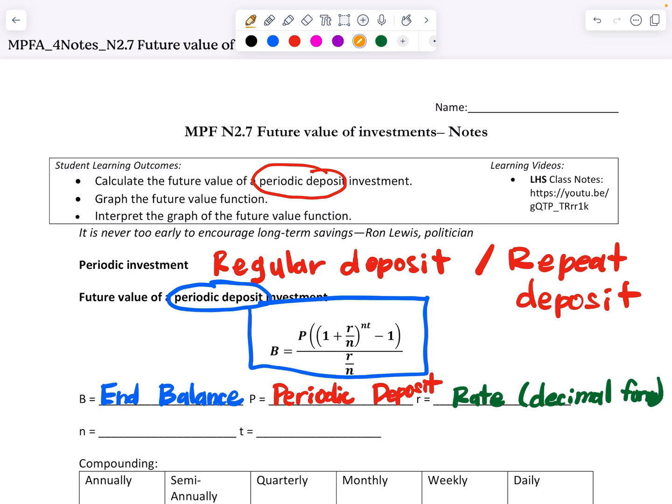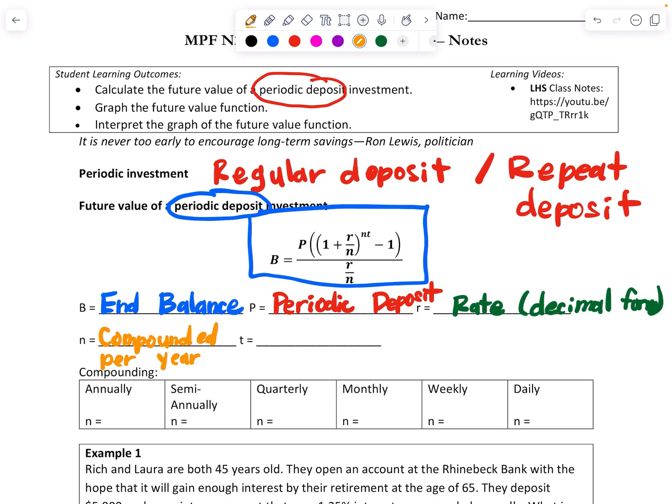N is going to be the number of times compounded, just like before. So compounded per year. So for instance, if it's compounding annually, N will equal 1. Semi-annually, 2 times per year. Quarterly, 4 times per year. Monthly will be 12 times per year. Weekly is 52, and daily would be 365. Those are the different values you would use for N, depending on how often it's being compounded. And then the last thing, time. The T stands for time, and still we're measuring this in years.